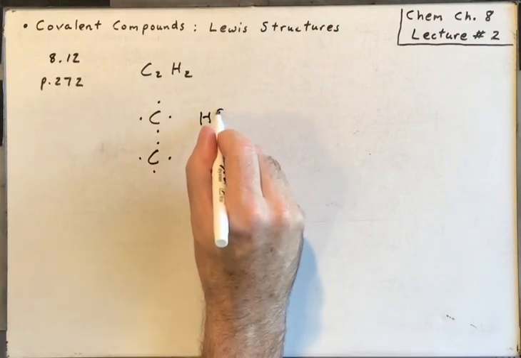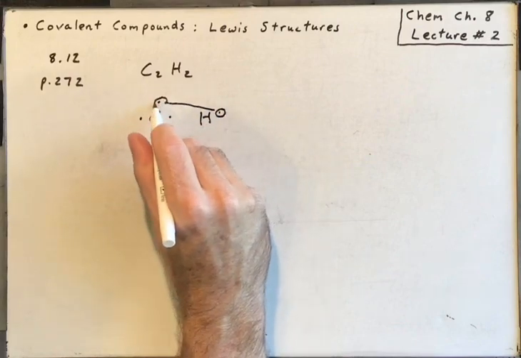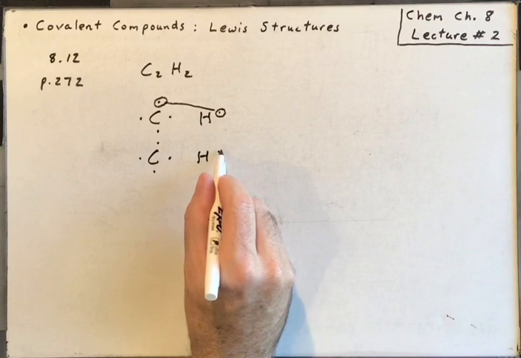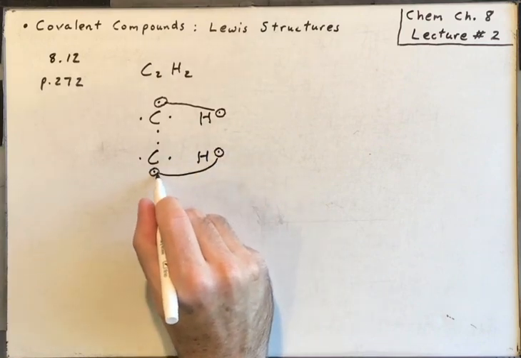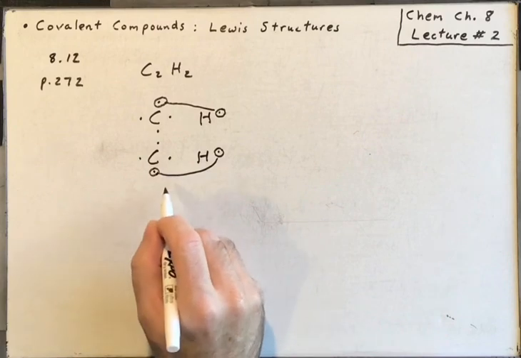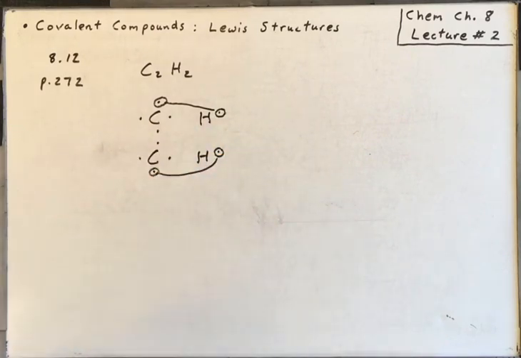The only way to make this work is to have each hydrogen form a bond with one of the carbons, but not both hydrogens on one carbon. I'll show you how that wouldn't work in a minute.